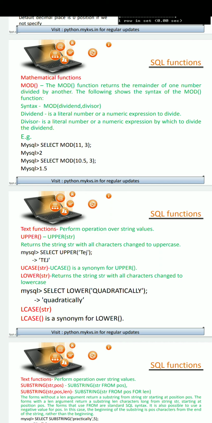The syntax of the MOD function is that the first argument is the dividend and the second argument is the divisor. There are two examples given here. One is SELECT MOD(11,3). It means 11 is to be divided by 3. Its remainder: 3 multiplied by 3 is 9, and the remainder is 2. Students, it is very easy to find the remainder with the MOD function.